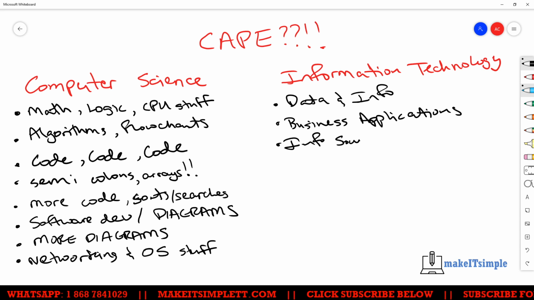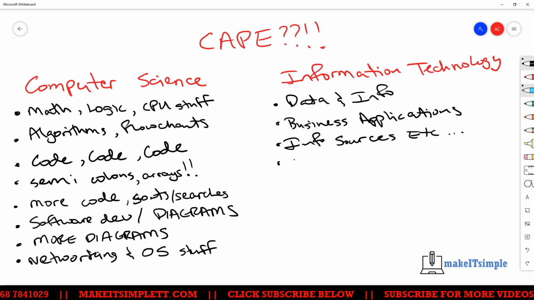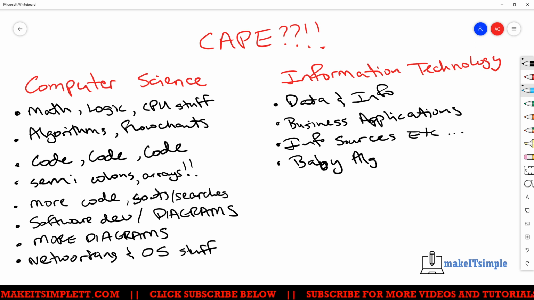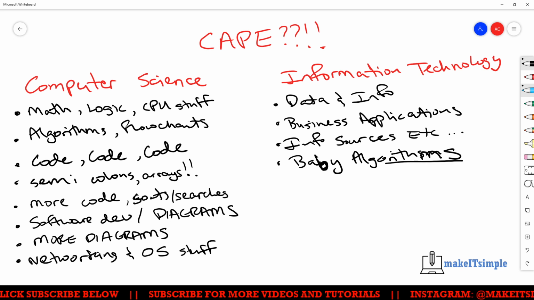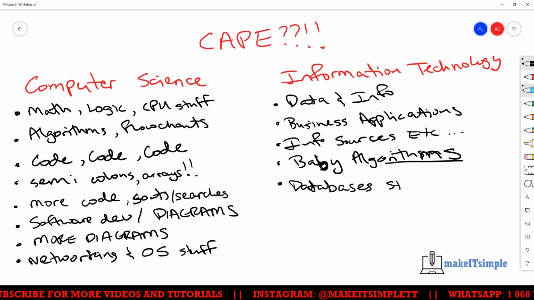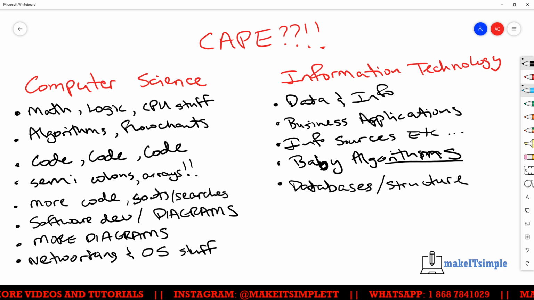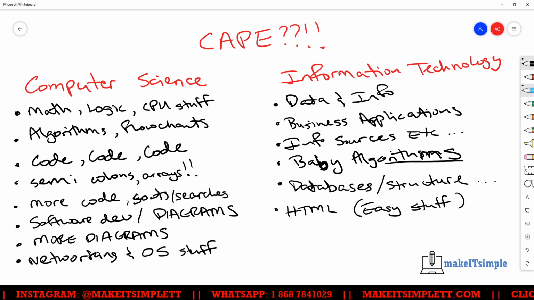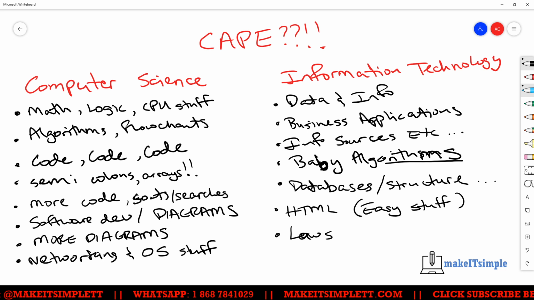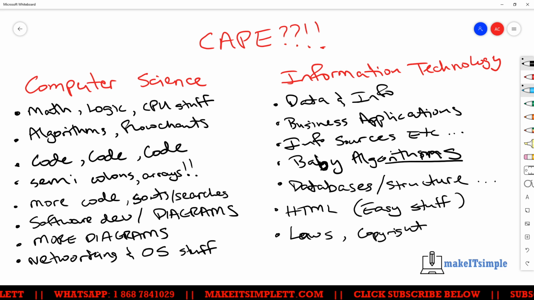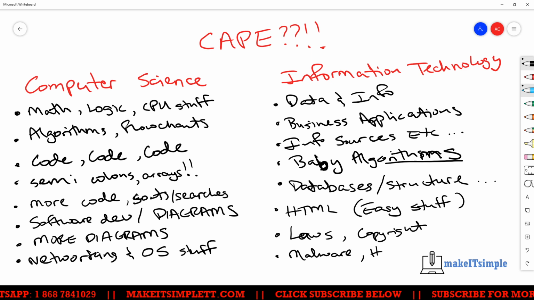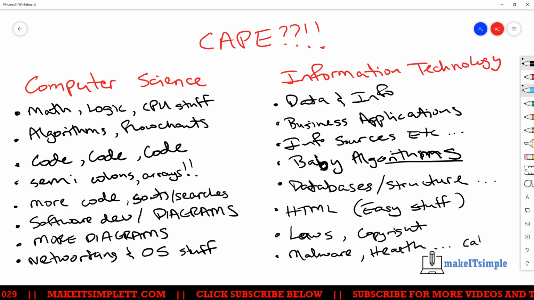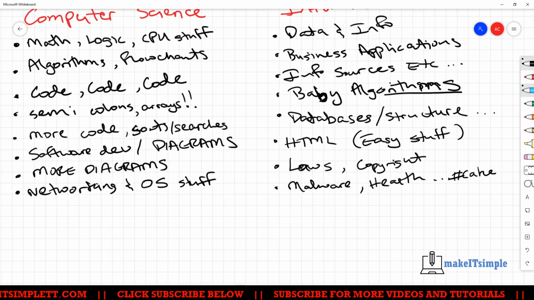IT now, you learn about data and information, business applications, a lot about different types of businesses. You learn about different sources of information, which ones you should trust, which ones you shouldn't trust, and very, very, very baby algorithms, so simple, like CSEC level algorithms. And you learn a little bit about databases, how to structure them, how to store the information, how to make sure it's done properly, and then really, really easy HTML. You don't even learn CSS. And then the easy part, which is basically common sense: laws, copyright, malware, health and risk. That part is essentially cake. So those are the two things that you learn.